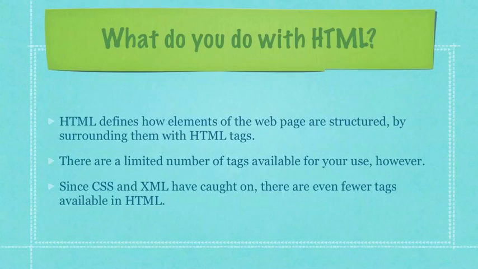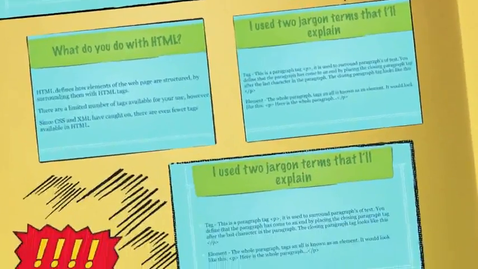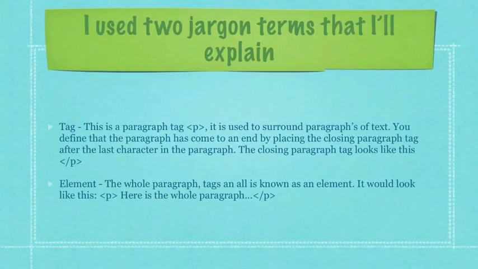HTML defines how elements of the web page are structured by surrounding them with HTML tags. There are a limited number of tags available for your use, however. Since CSS and XML have caught on, there are even fewer tags available in HTML. On the previous slide, I used two jargon terms that I'll explain now, being tags and element.